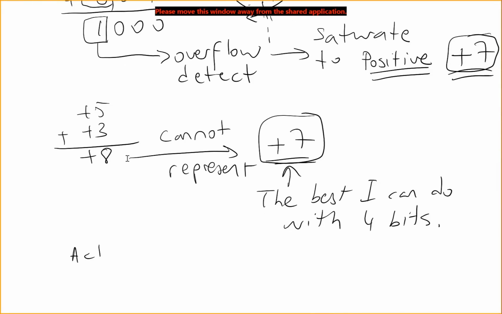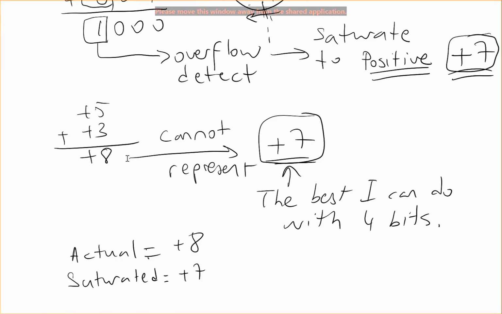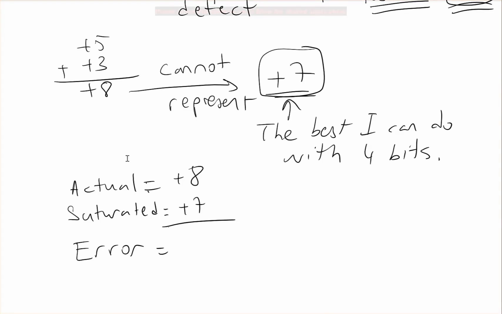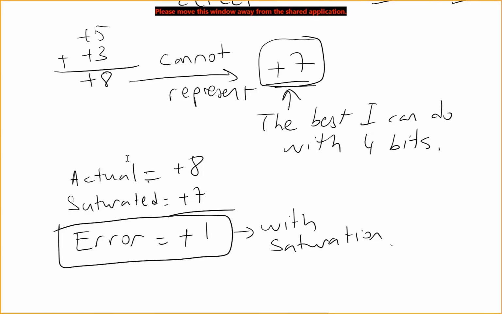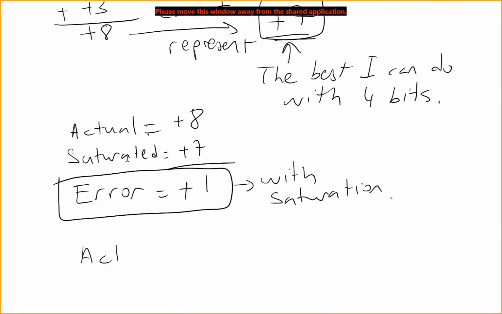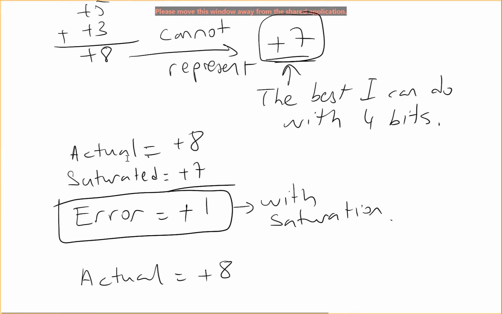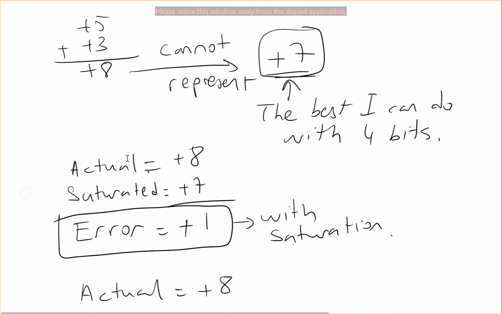This is the saturation result. The actual result should be plus 8, but the saturated result is plus 7. So the error is plus 1, right? This is the error with saturation. If I don't saturate, the actual that I expect is plus 8, with the overflow result. So what is the overflow result?